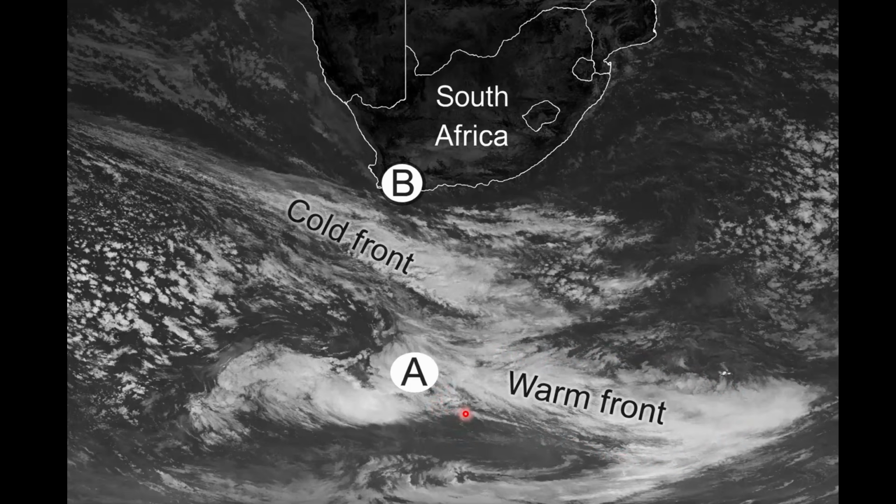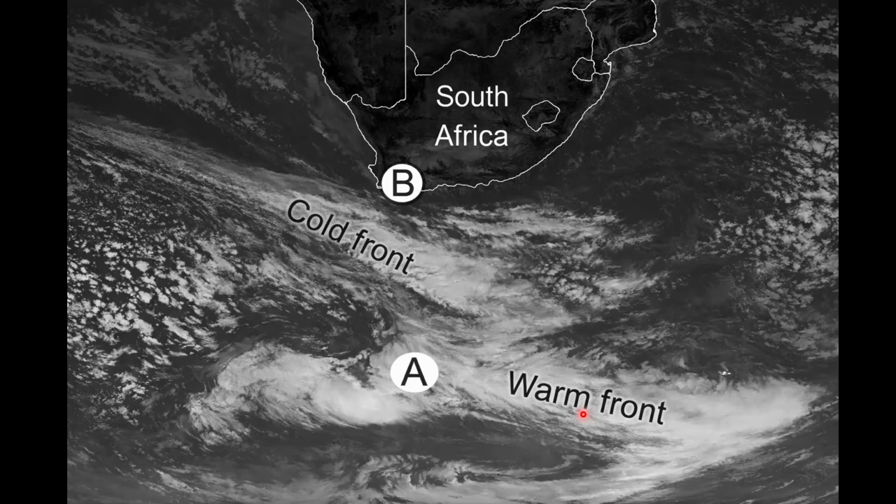Weather at the warm front is light to moderate rain. We have overcast skies and a gradual increase in temperature. Warm fronts bring gentle, long-lasting rain, not heavy showers.